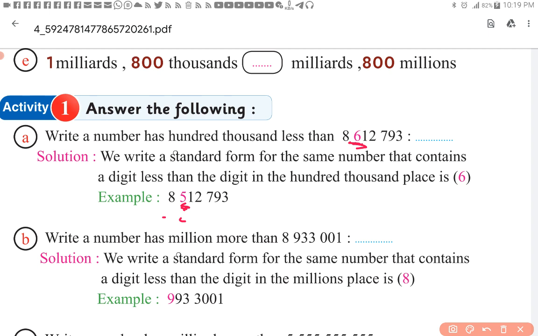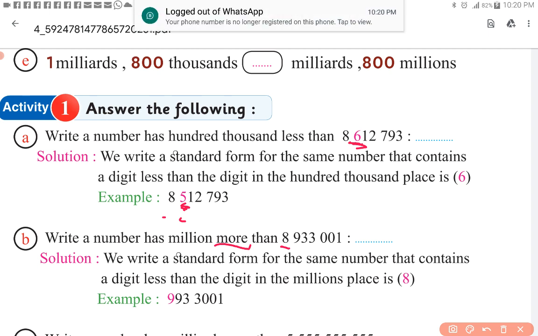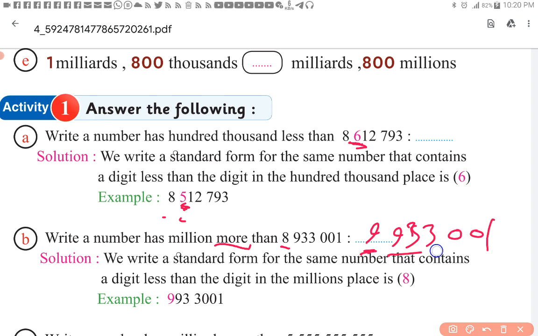The next one, write a number that has million more than. Has million more than, you will add 1 to the millions place. Where is the millions place? The millions place is 8. So add 1 to the millions place. It will be 9 million, and keep the others. It will be 9,933,001.